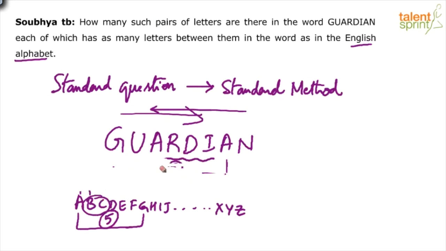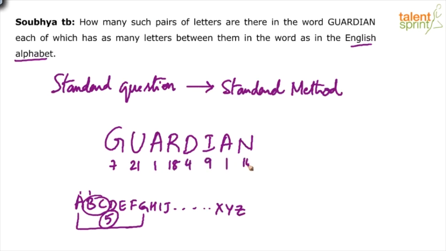See, the one thing that you'll have to learn by heart for answering questions like these in your exam is the numerical positions of these letters as per the English alphabet. Like A is the first letter, B is the second letter, C is the third letter, D is the fourth letter, right? R is the 18th letter, T is the 20th letter, J is the 15th letter, and so on. So you have to learn all the 26 positions by heart. Okay. Now mark their positions first. What do we do? G is 7th letter, 21st letter, 1st letter, 18th letter, 4th letter, 9th letter, 1st letter, and 14th letter. These are the positions.